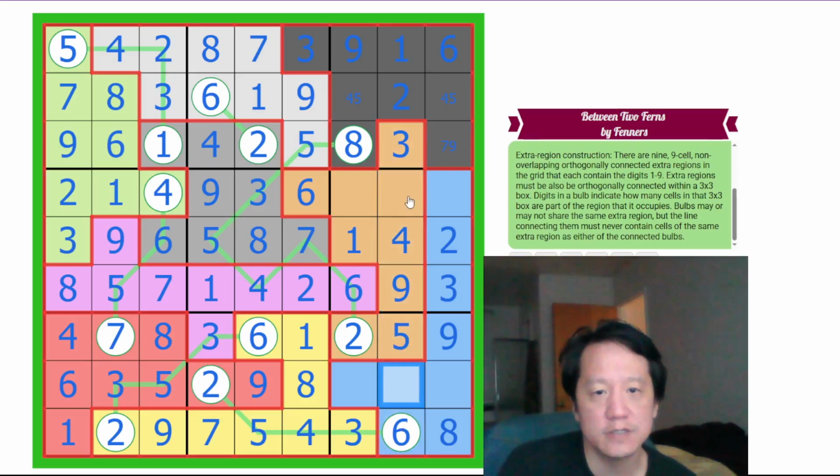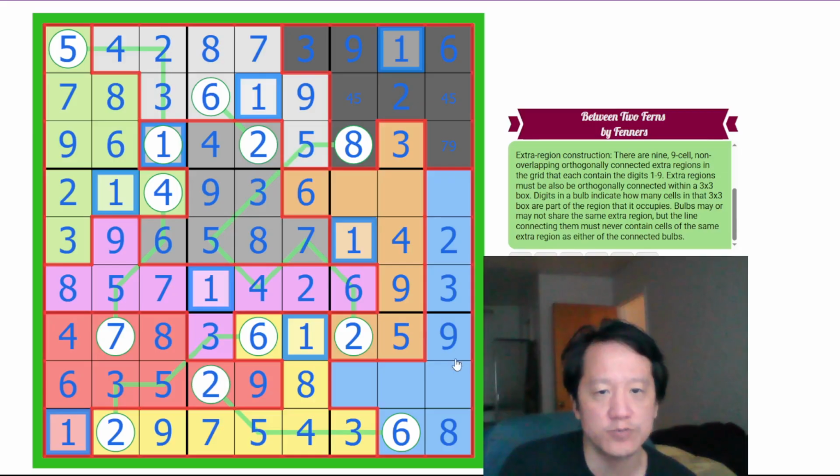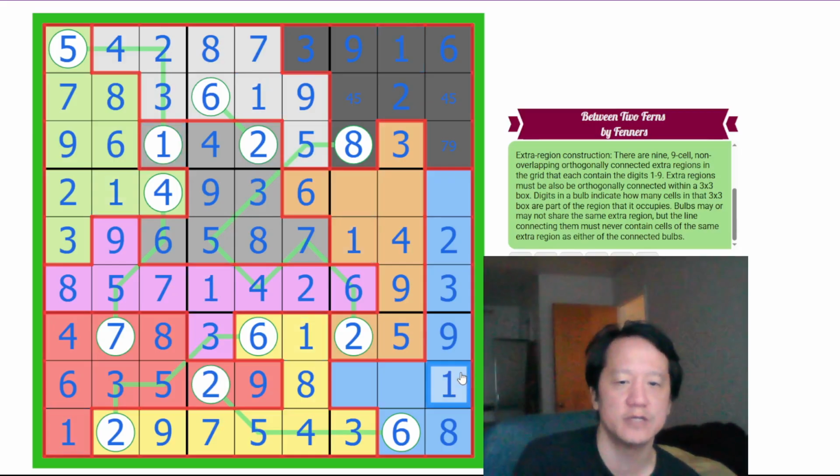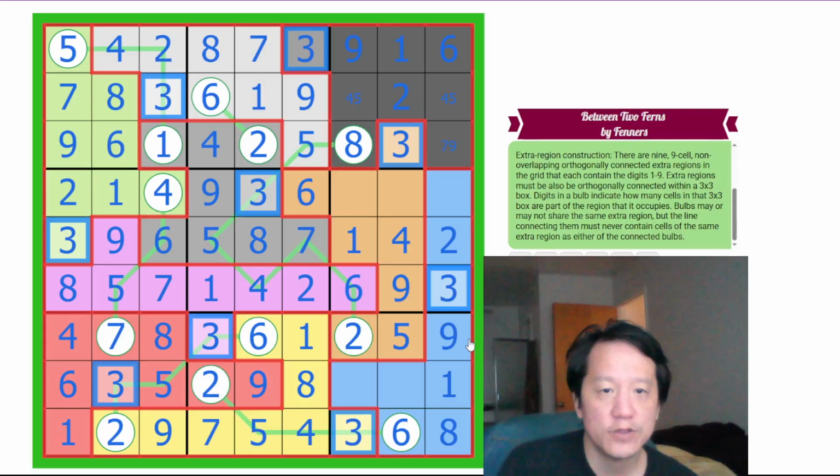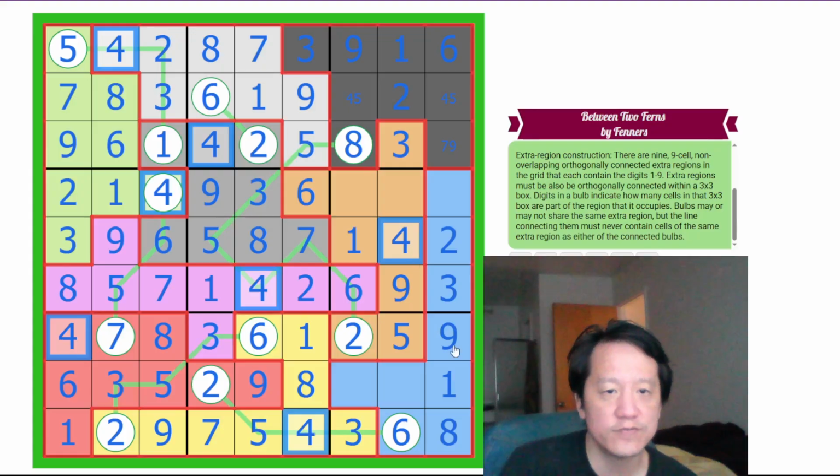Remaining digits. So we should have 8 ones. We do. We know where the last one has to be. It's there. Threes. We have 1, 2, 3, 4, 5. So we have all 9 threes. 4.